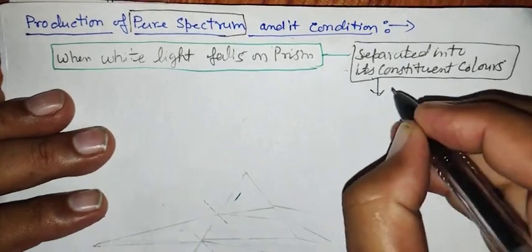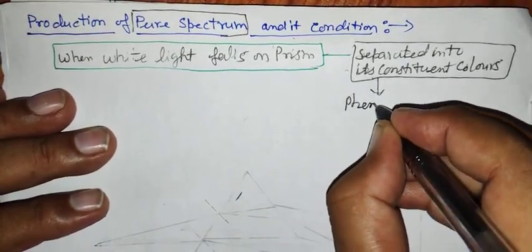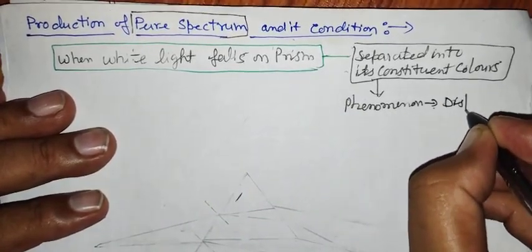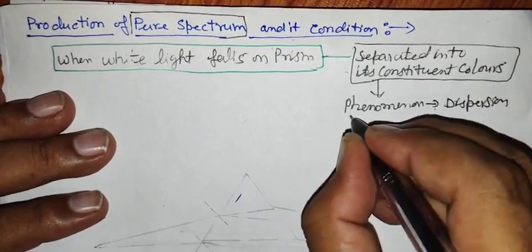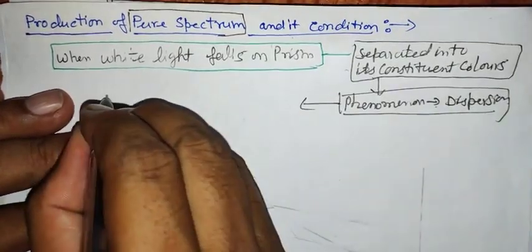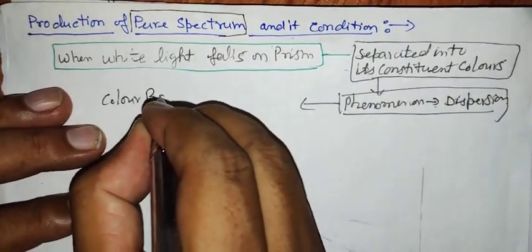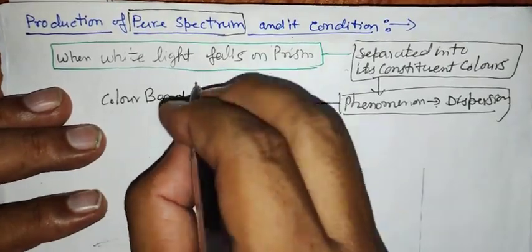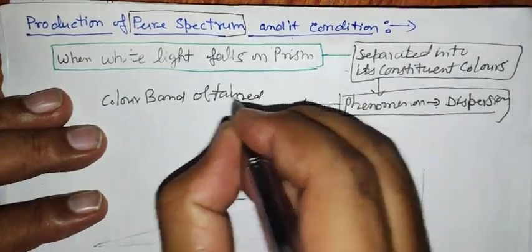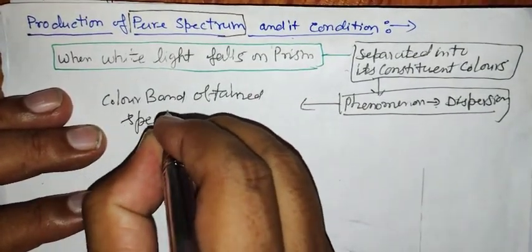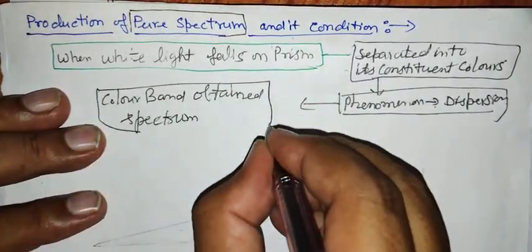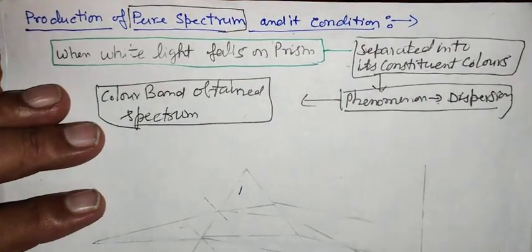This phenomenon is called dispersion of light. We know, well known. And due to this phenomenon, the color band obtained is called a spectrum. So let us see how this spectrum is obtained by this diagram.